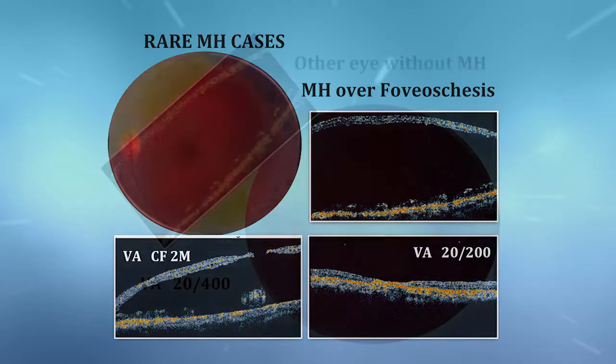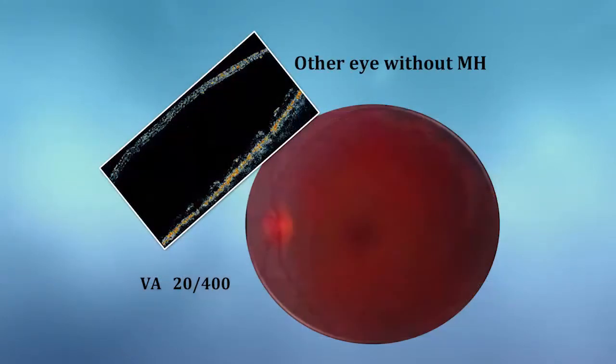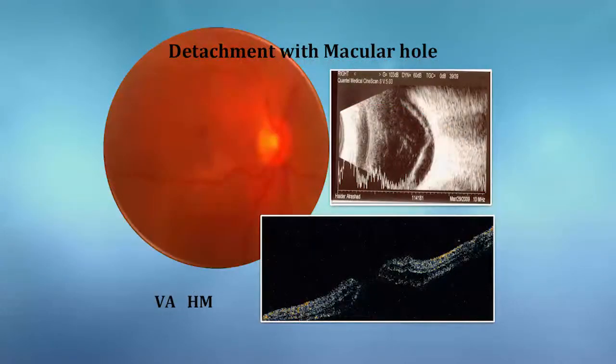Here's the other eye of the same patient. You can see only foveal schisis without a hole. This is a fundus photo, and this is foveal schisis without a hole. I did the same technique, which is PPV, with peeling of the ILM and tamponade to prevent hole formation in the other eye, and it saves the vision in this patient also.